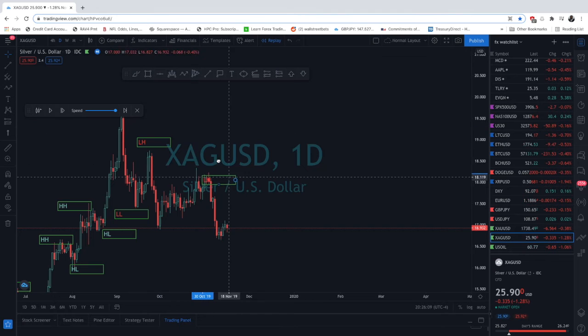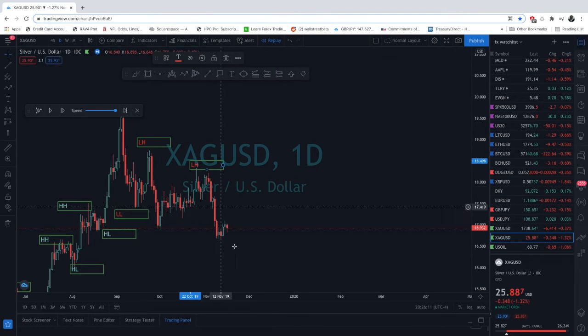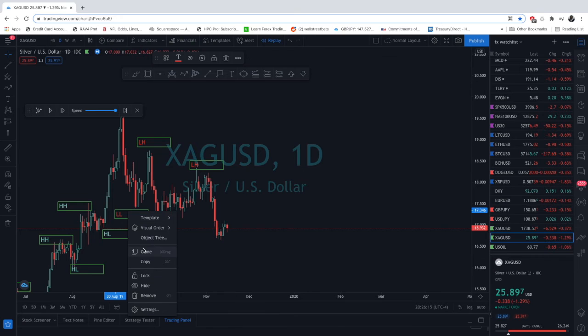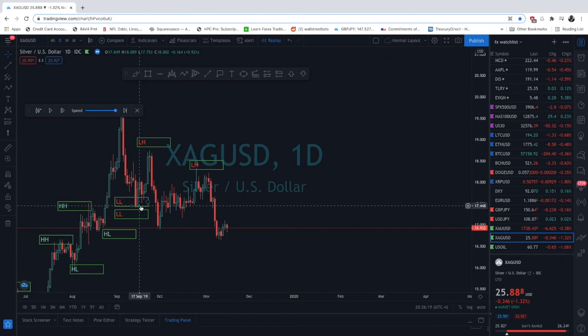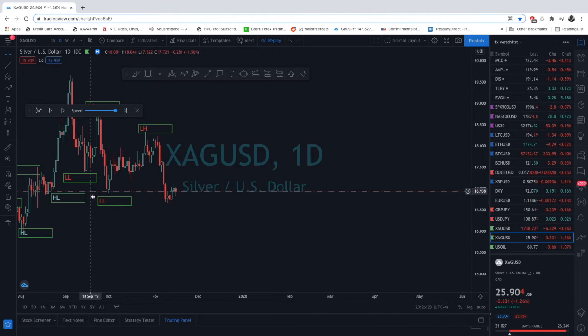So when it came back up a little, this was another high and it sold off, but we're gonna go off this first sell off, and it made another lower low right here, and this is about to be another lower low, but let's let it play out.